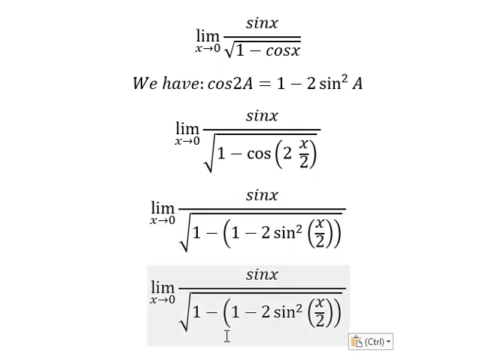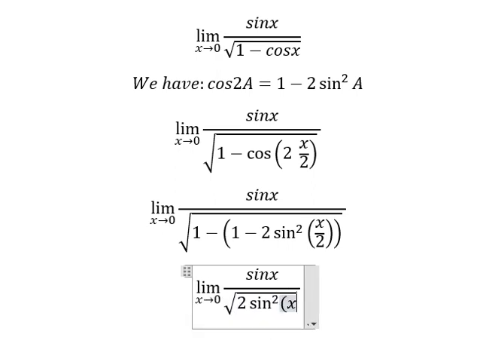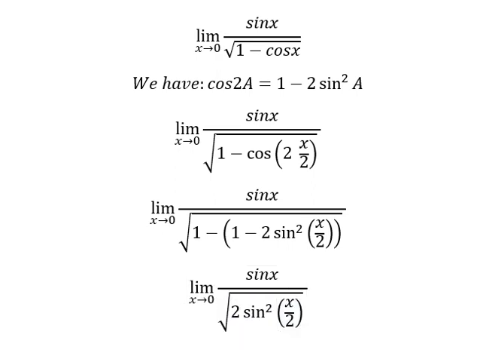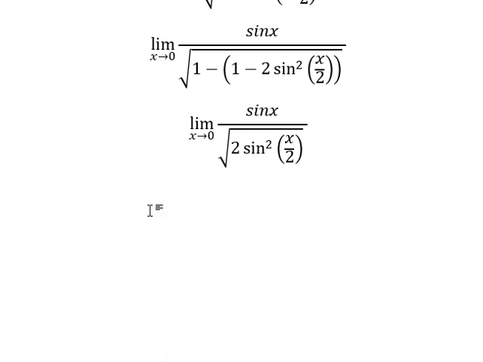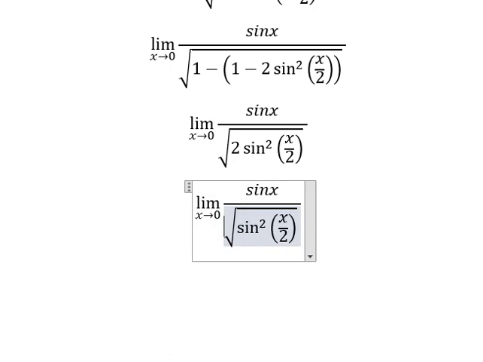Next, 1 minus 1 we cancel. Negative and negative, we have positive. Now, the square root of 2 I will put outside. And we have like this.